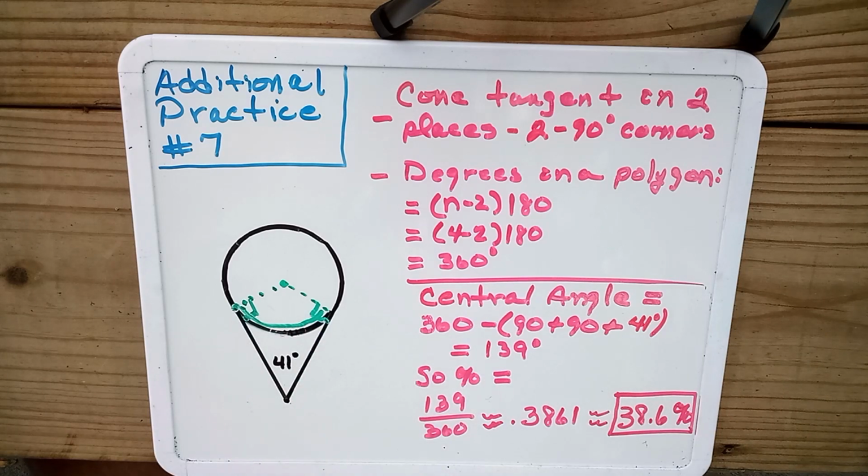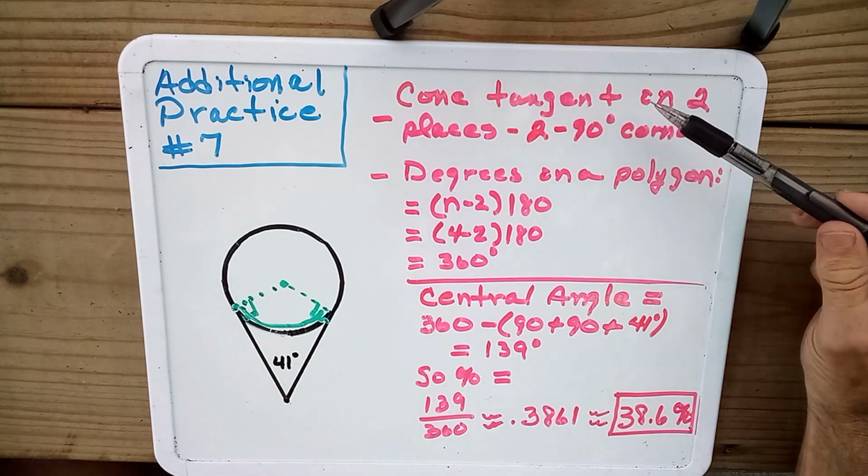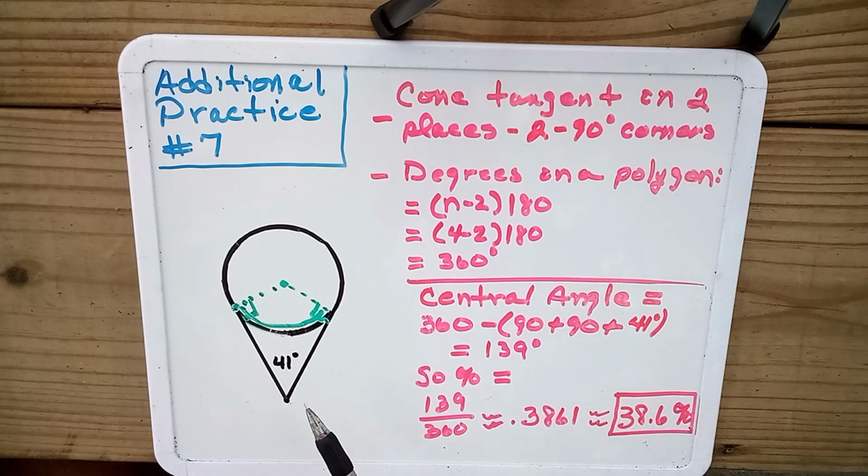So here's another way to figure this out. They told us, again, these 2 points were tangent for a reason, because this then becomes 90 degrees and that becomes 90 degrees. So it's tangent in 2 places, 2 90-degree corners. Plus, we are given this degree measurement for the cone. We now have a 4-sided polygon, kind of a weird shape. To calculate the total degrees in a polygon, and why am I doing that? Because if I can come up with the measure of this angle, this is a central angle. So whatever angle this is, its arc is the same measure.